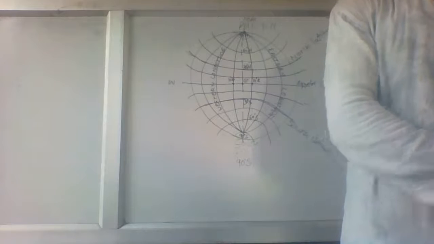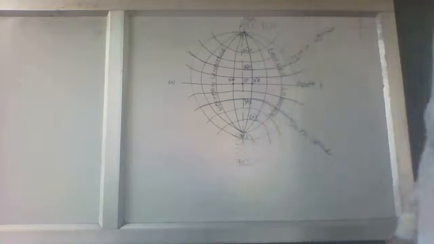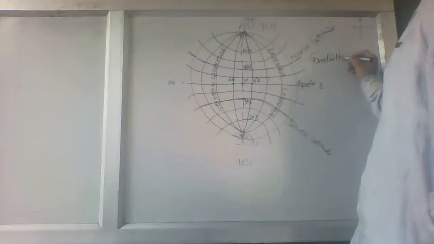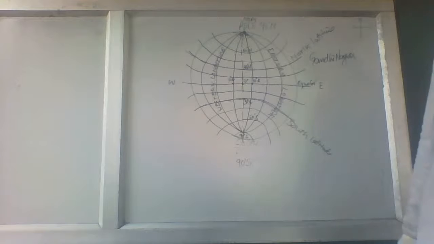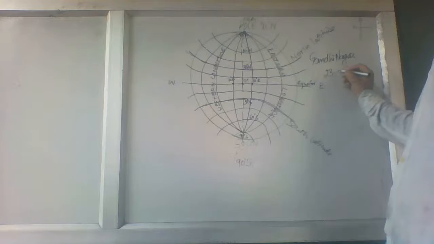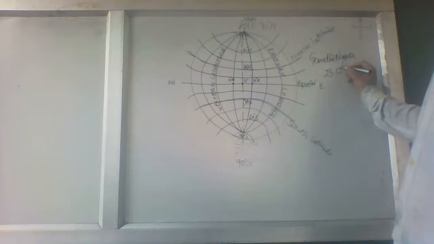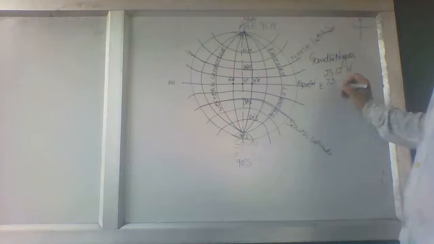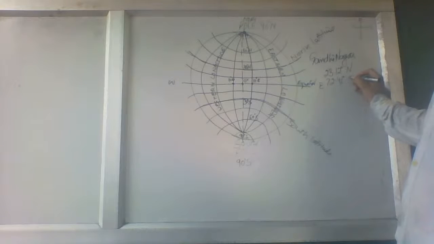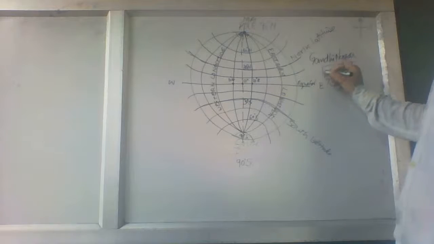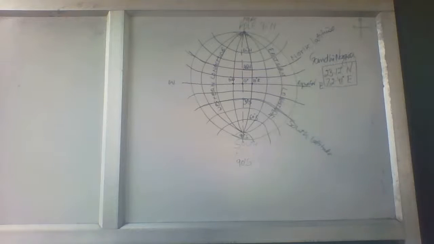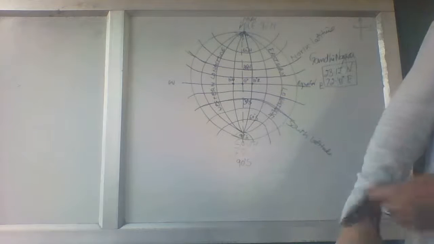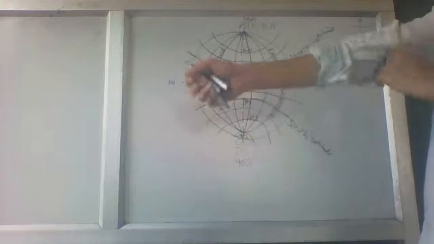Now, for example, Gandhinagar in Gujarat, India is located. Suppose someone says Gandhinagar, capital. Its location is 23 degree 12 minute north and 72 degree 41 minute east. This is Gandhinagar, Gujarat, near Ahmedabad, Vadodara. Okay.